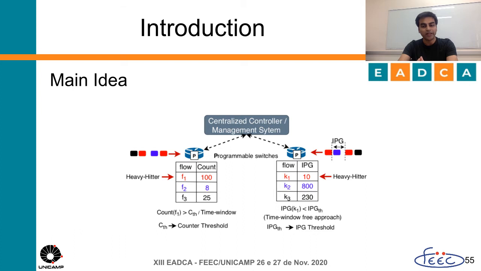So our main idea is illustrated here. There are two tables. In the first table, we maintain counters for each flow and decide the heavy hitters based on large counter values. While in the second table, we calculate the interpacket gap for each flow, and a lower IPG value represents a heavy hitter.